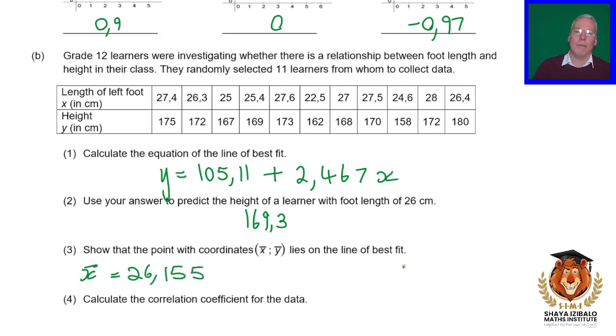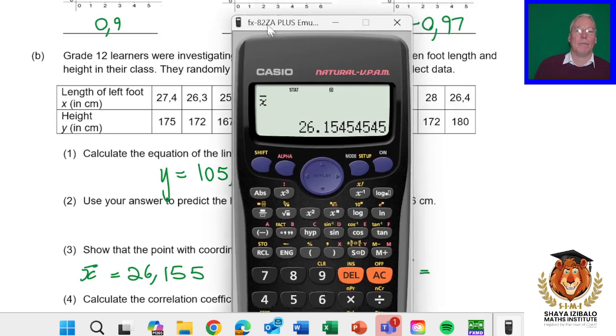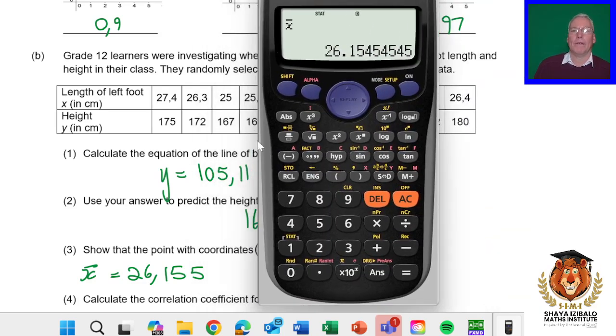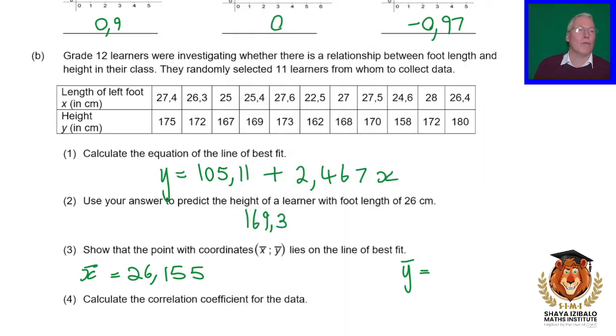Okay, let's get what y bar is. All right, and we're going to get that from the data. So we're going to go shift stat 4 and 5 for y bar, the average of the y values, 169,64.